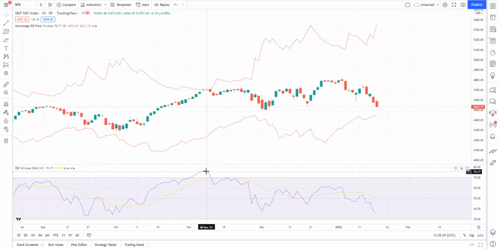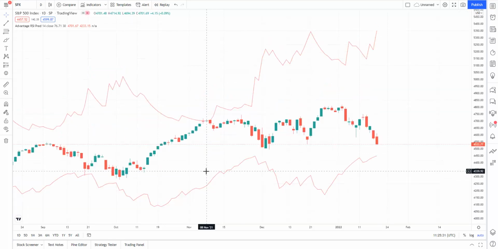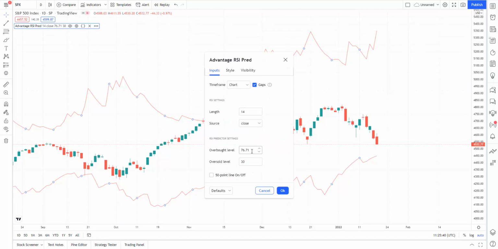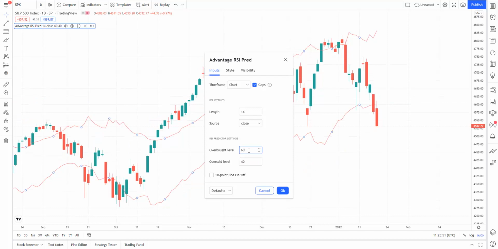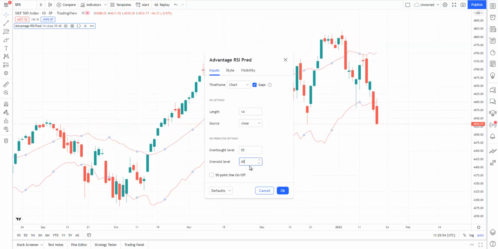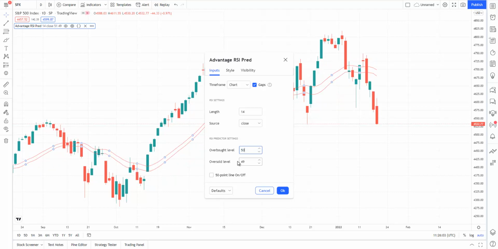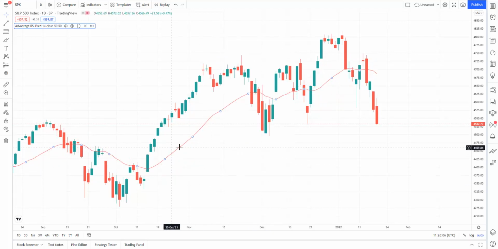We don't need the regular RSI anymore, so we can remove it. And by changing inputs in RSI Predictor, you'll see that these two lines will start converging. Take it closer and closer. 51.49, and if we do 50.50, then we'll just get the same line.